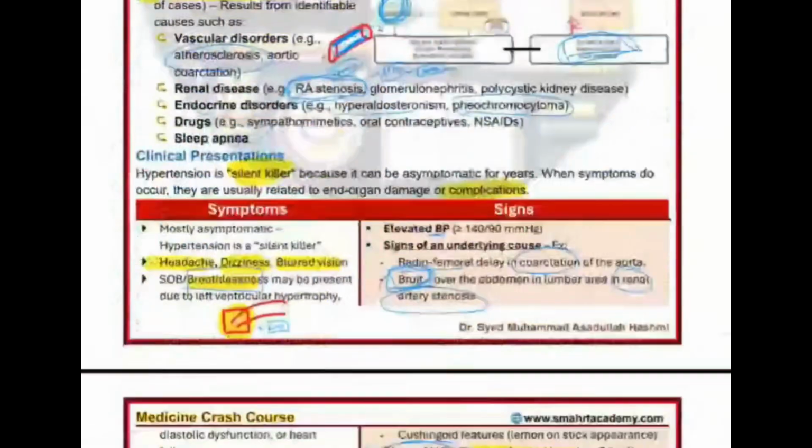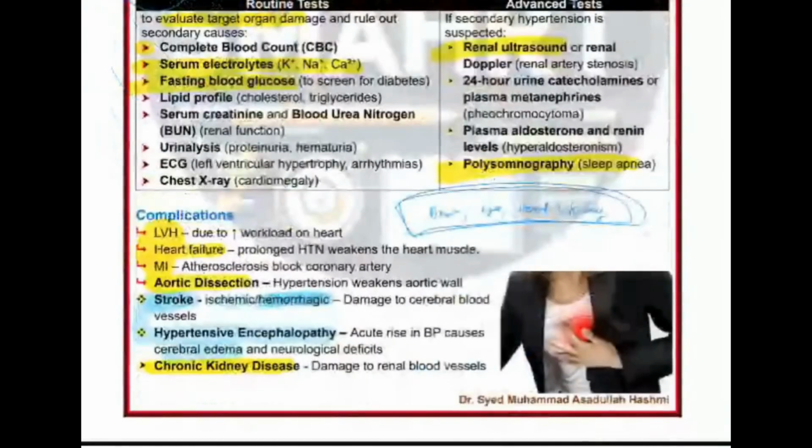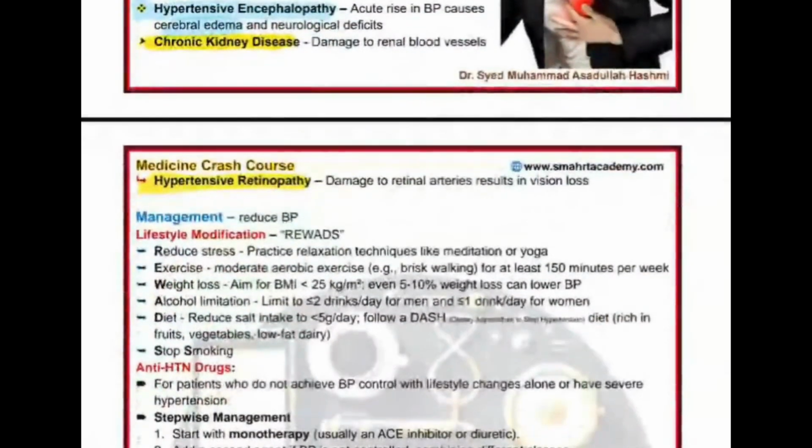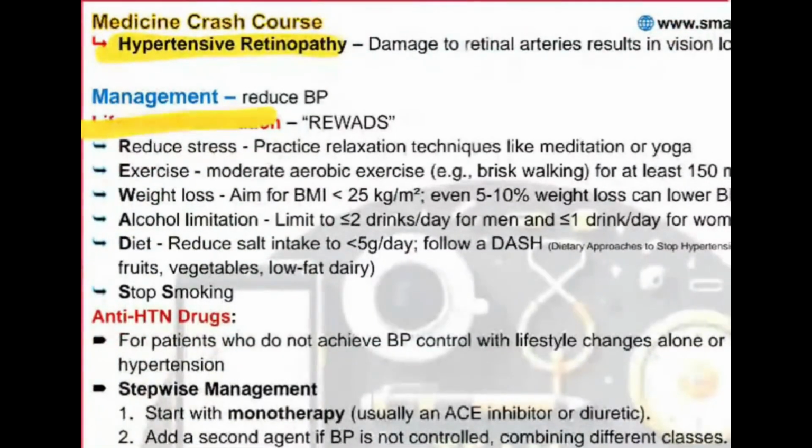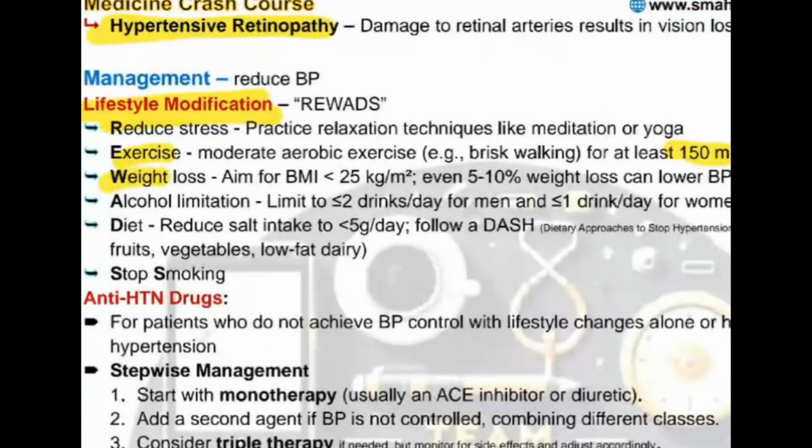Okay? How do you manage hypertension? Give antihypertensives. Yes, you can give antihypertensives, but you are not a second year student. No. So you have to write this. Medical management, lifestyle modification, first stress. Again, exercise. How much exercise? 150 minutes per week. Weight loss, aim for BMI less than 25. Limit alcohol, limit smoking, and diet. Diet should be no salt or less than 5 grams of salt per day.